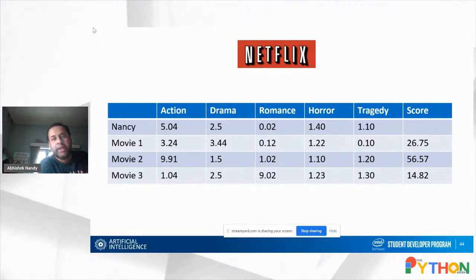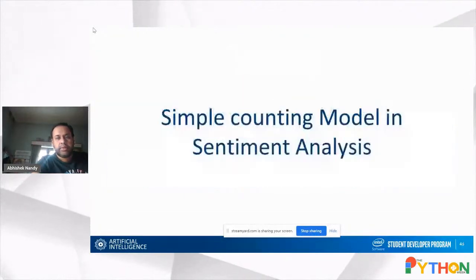We get a score. So 26.75, and for movie 2 it is 56.57, and for movie 3 it is 14.82. So movie 2 has the highest score. So this movie would be recommended for Nancy, followed by the other two.